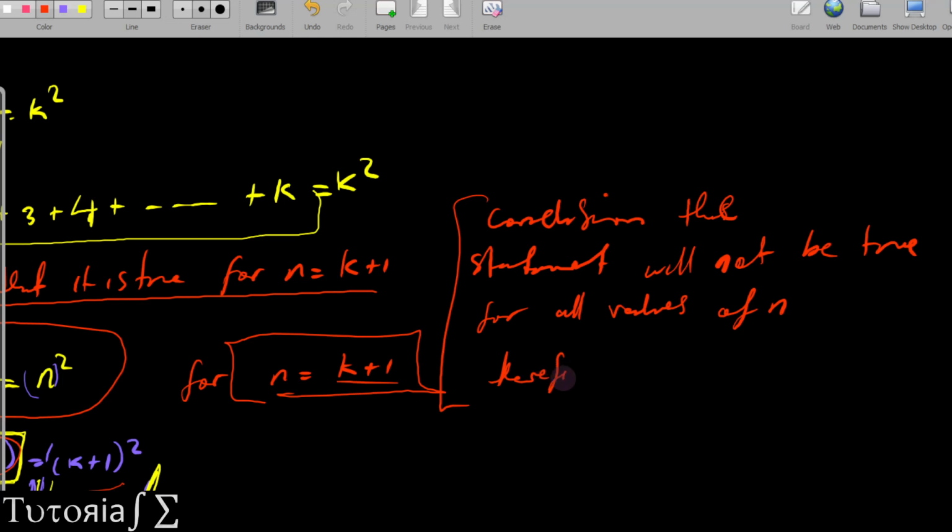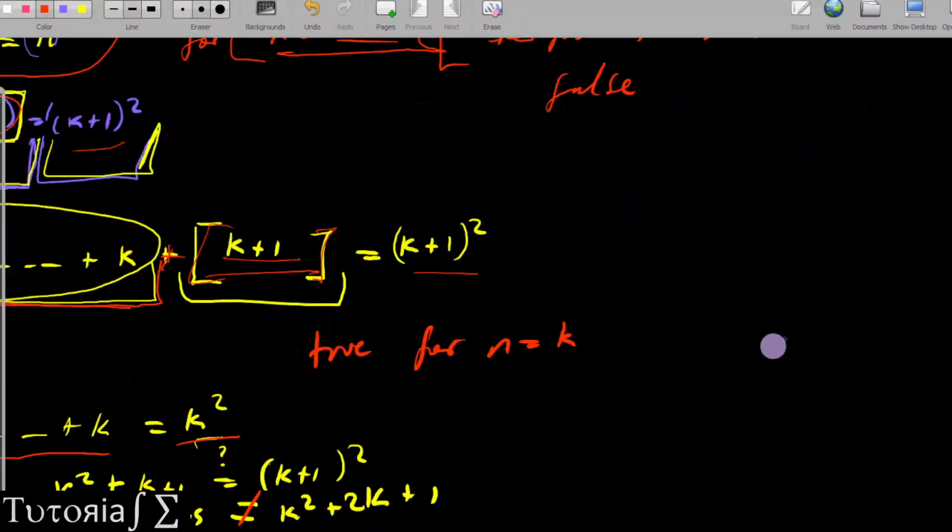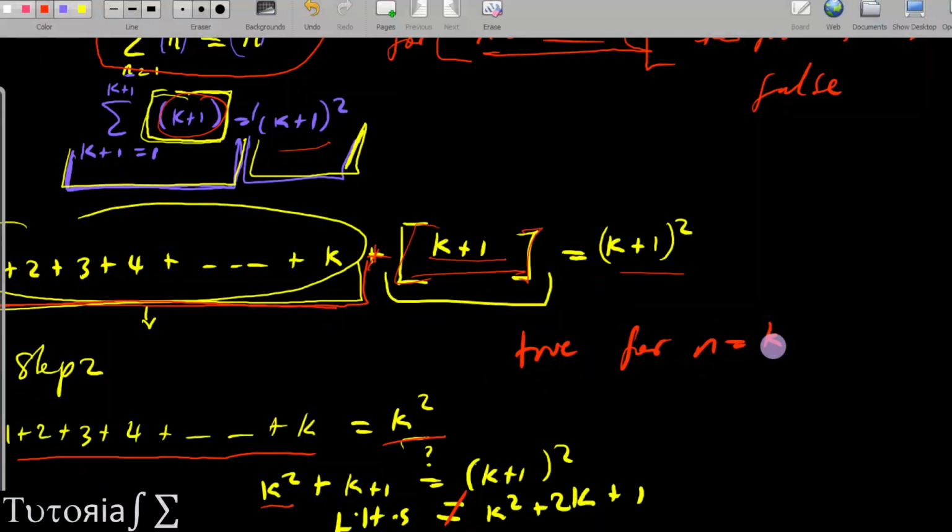Therefore, the statement is false. Okay, so therefore the statement is false. The reason why it is false, I didn't check here. The expansion here gives us k squared plus 2k plus 1, but what we have here is k squared plus k plus 1, which is not equal to that. So that is our conclusion.